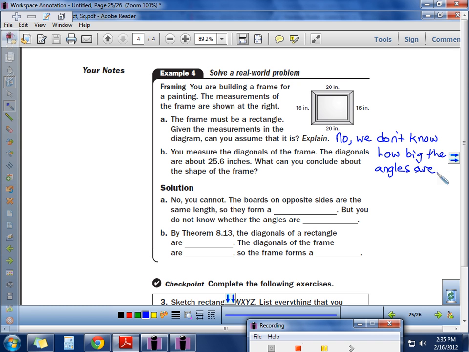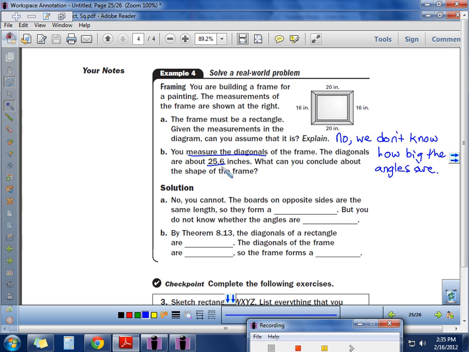Anybody know? Yeah. Measure from angles. What are those called? From one angle to its opposite angle. Those are called diagonals. They measure the diagonals. And if the diagonals are the same, then they know that their structure, or their frame in this case, is square. So, both of them are 25.6.